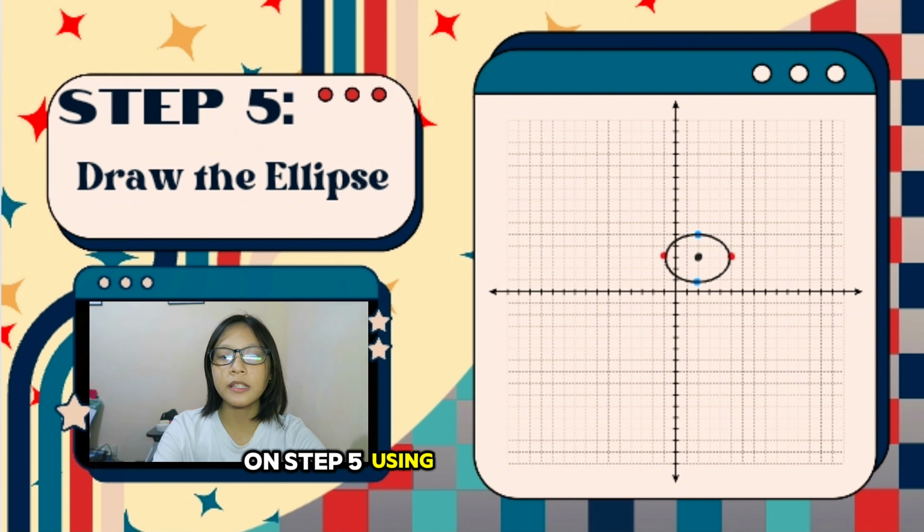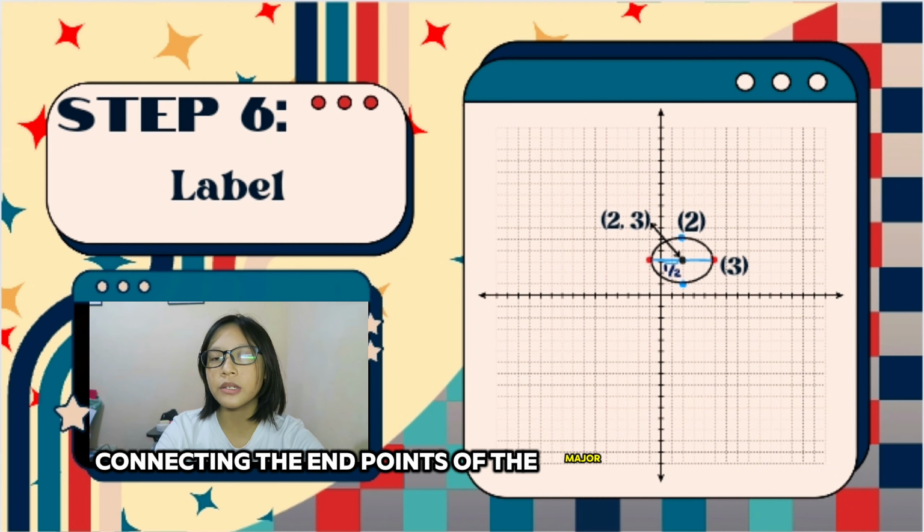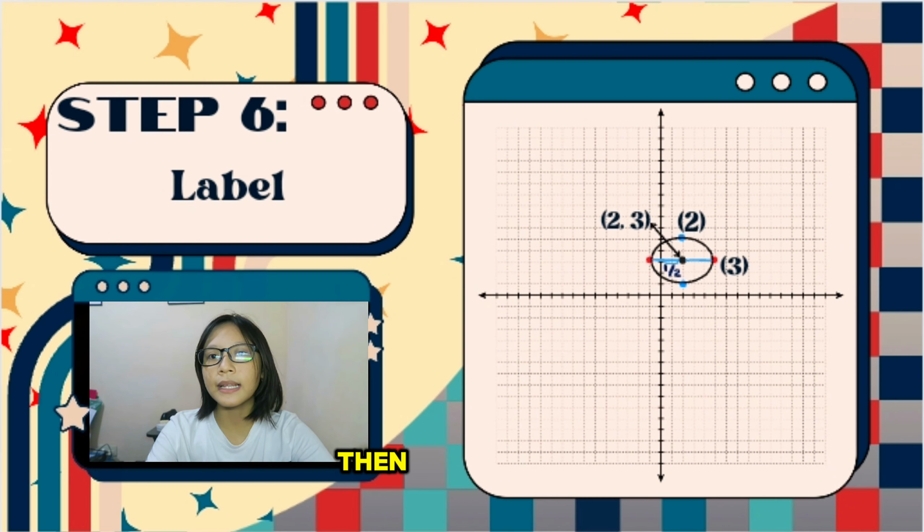On step 5, using the points we plot, draw a smooth oval shape connecting the endpoints of the major and minor axis. Then lastly, step 6, where you label the center, the distance to the endpoints.